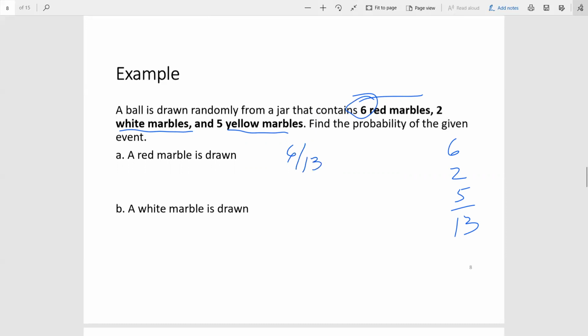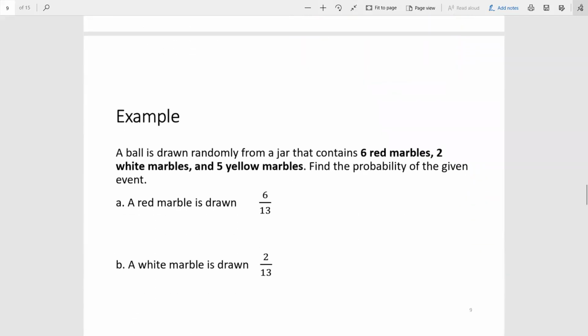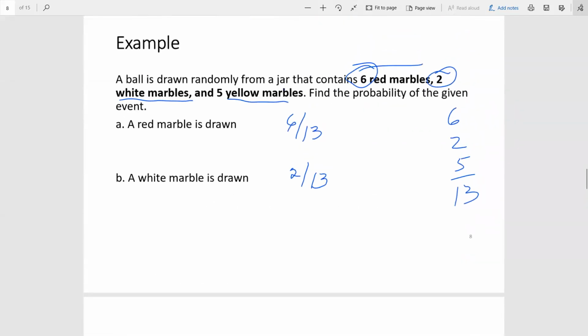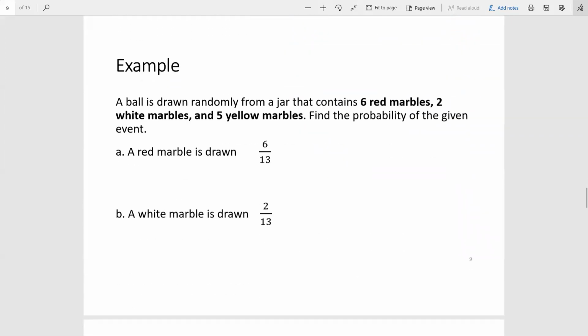The probability of drawing a white marble: you've got only 2 white marbles, so the probability would be 2 out of 13. And on the next page in your notes, I have the same information.